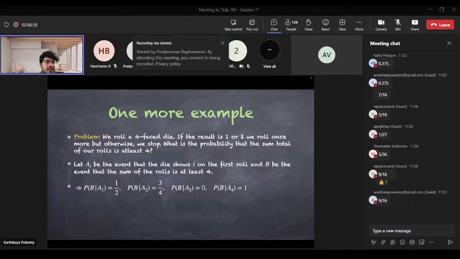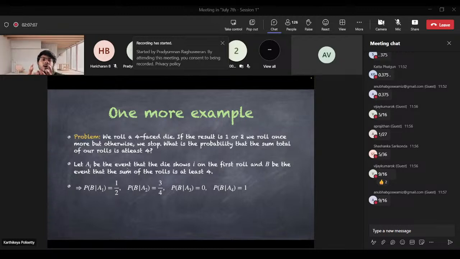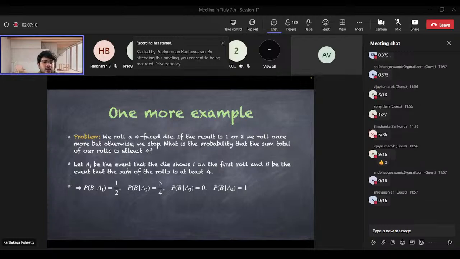So we need to know if we get 1 in the first roll, what is the probability that we will get at least 4? If we get 2 in the first roll, what is the probability that we will get at least 4? And so on. When you get 1 in the first roll, you will get one more chance. So you have 4 possibilities for the second throw. To get at least 4, you should throw either a 3 or a 4. So P of B given A1 is 2 upon 4, which is half.